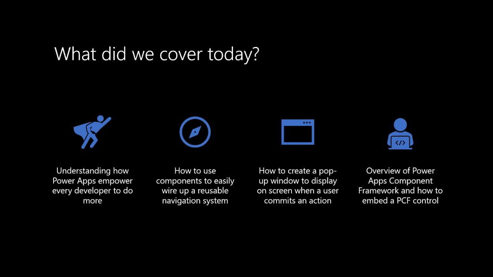We talked about how to use components to easily wire up a reusable navigation system. That was that first demo I did where I hooked up the navigation for that custom component we had created, and we navigated from one screen to another, passing in a variable. James demoed how to create a pop-up window to display on screen when a user commits an action, so that you have that response and there were changes that were made. And then we did an overview of Power Apps component framework and showed you how to use the command line interface and how to embed a PCF control within your form.